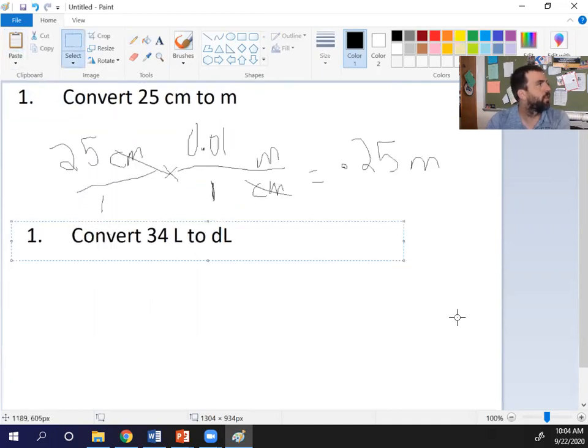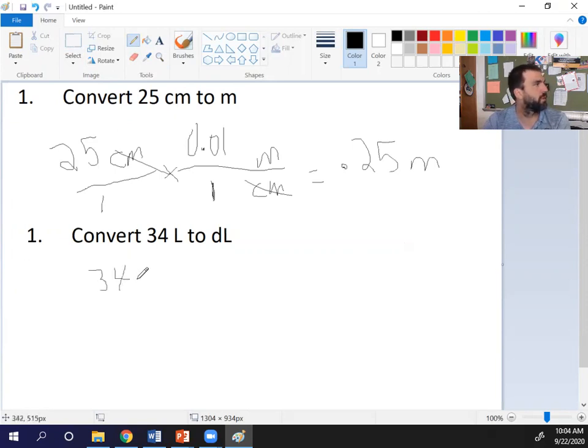Just convert 34 liters to deciliters. So our first step is to do what? What you know, 34 liters, over 1. We're going to always multiply. Liters is on the top, so liters is going to go on the bottom. Deciliters is going to go there.